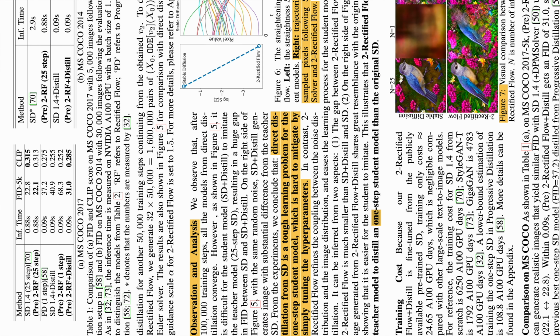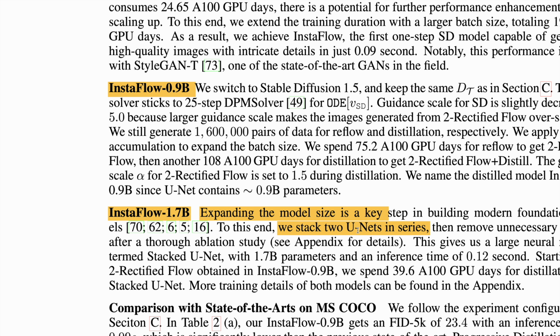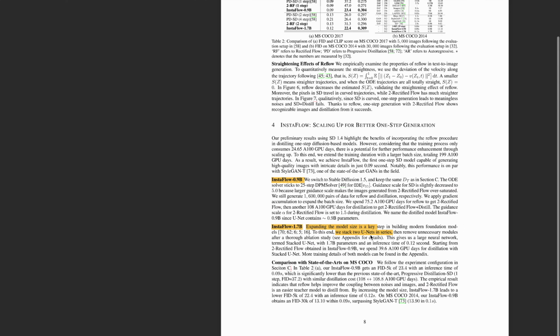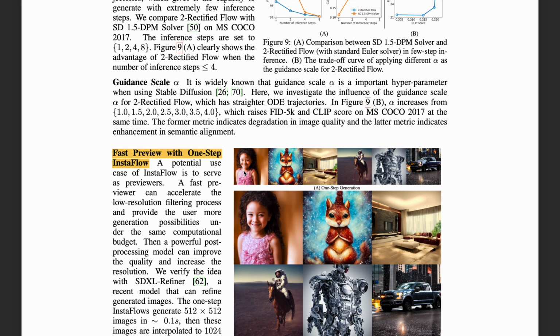Okay, as I said, maybe that's the last thing to say. They have also scaled the model. Today we're in an era of scaling. So they have a 900 million parameter model, and also a 1.7 billion parameter model that they achieve by stacking 2 UNets in series. And it improves results. This is what we said at the beginning of the video. We can use this model for very fast preview, so we generate images in real time. And then if we're happy with the images, we can cherry pick the best one and then upscale them to a higher resolution with some refiner such as the SDXL refiner.